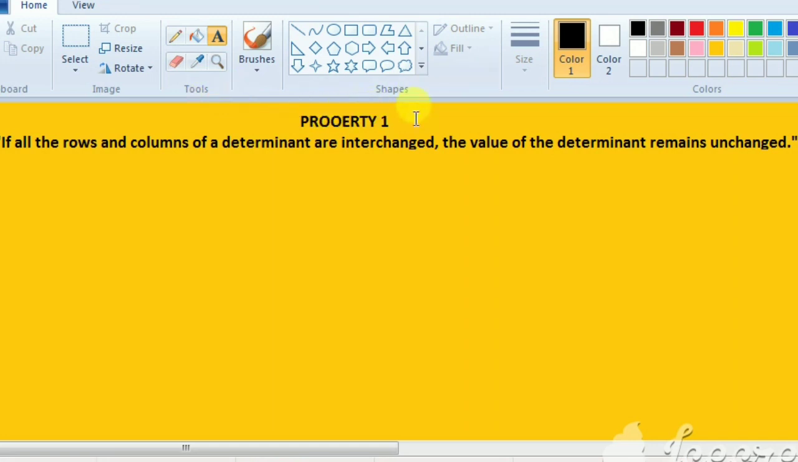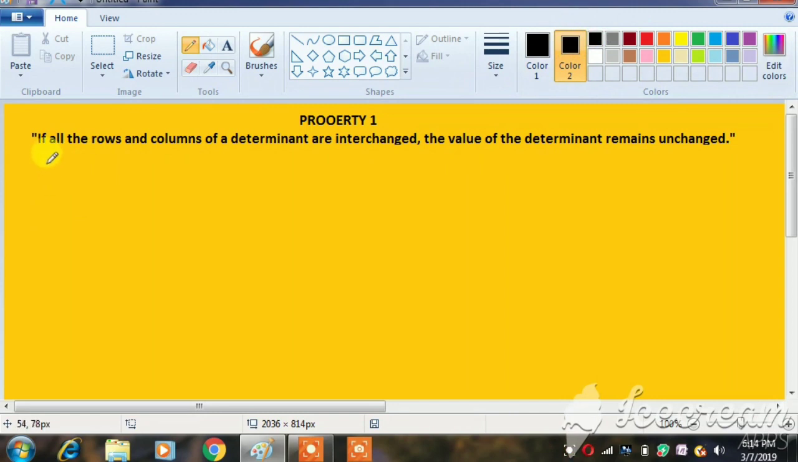Property number 1 of the determinants states that if all the rows and columns of a determinant are interchanged, the value of the determinant remains unchanged. This is the first property of determinants. So, for example, we have a determinant 4, 5, 6, 2, 1, 3, 4, 8, 9. If we interchange the rows and the columns of the determinant, its value remains the same.